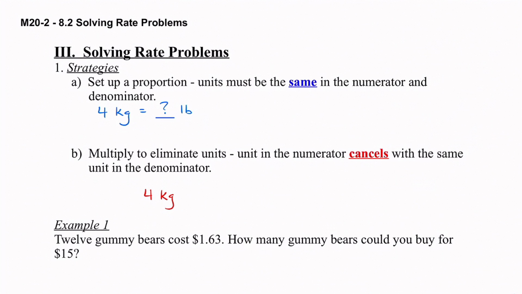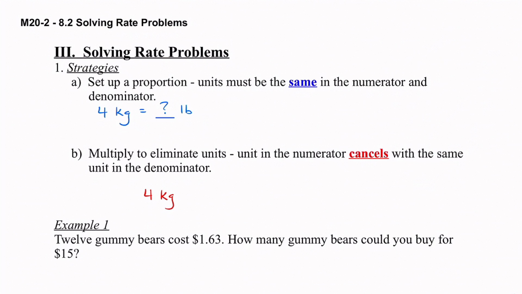In this video we're going to be looking at solving different rate problems. So there's going to be a lot of conversions, so we're going to be using either a proportion or a multiply technique. Some strategies: the first one is to set up a proportion. When we do that, the units must be the same in the numerator and in the denominator. So if you have kilograms in the top of the fraction, it has to also be in the top of the other fraction.